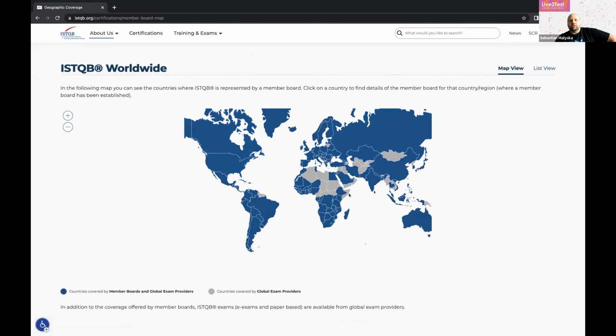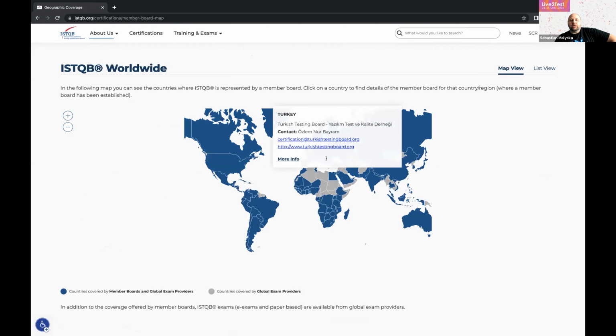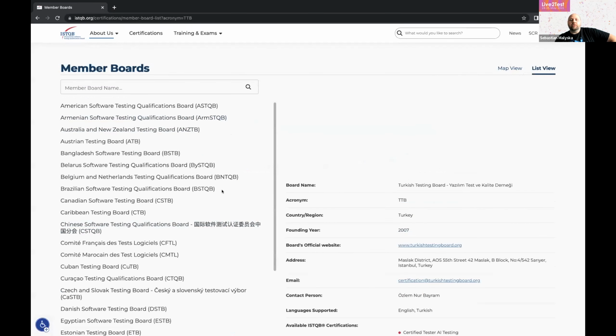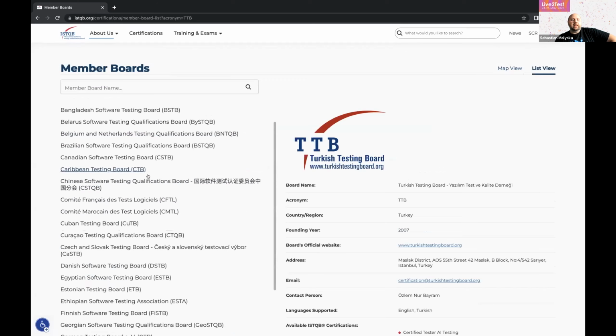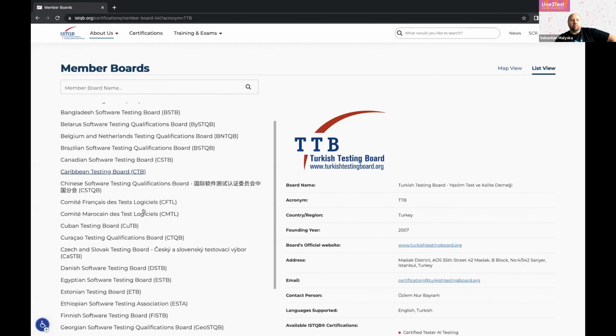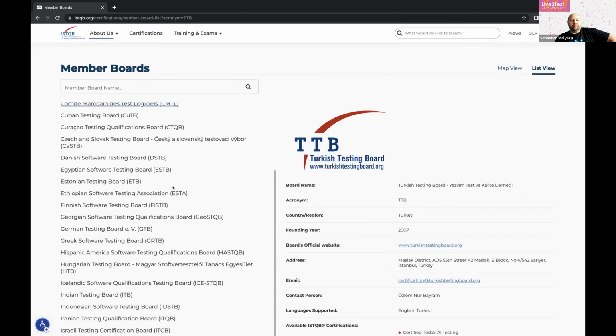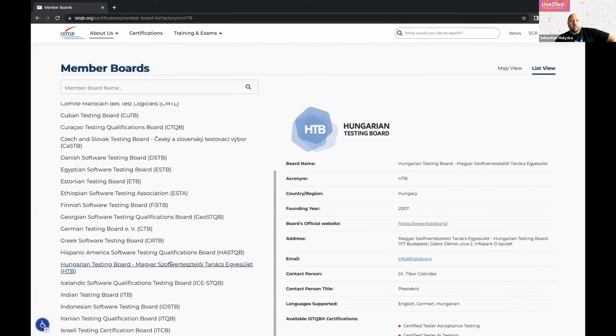So nice pictures, nice map. And for example, you can quickly go check the Turkish board and click on the more info. And we have information about the Turkish board, and the same with the other boards in the world. Some boards, for example, like Chinese or Hungarian, are using some different local names. So using those double names allows SEO to recognize us.